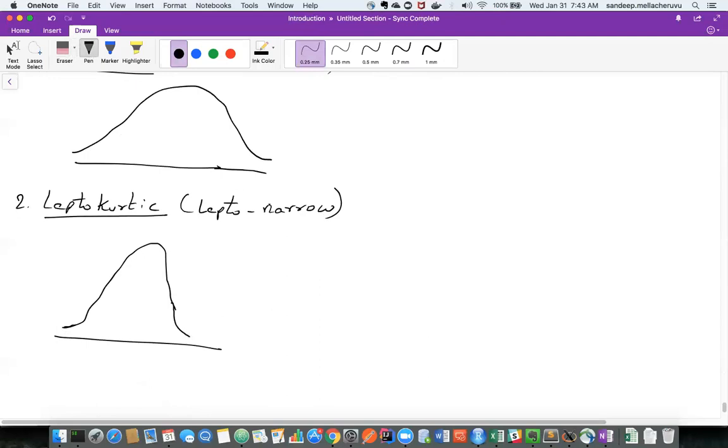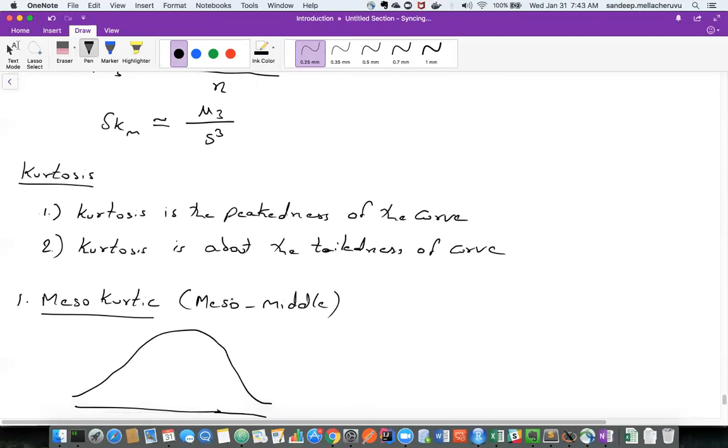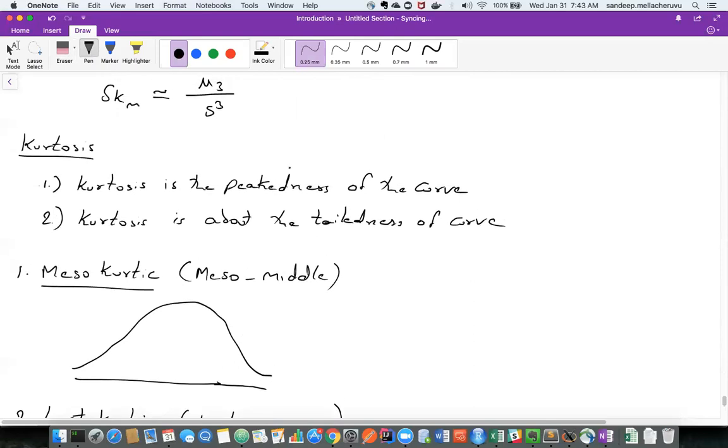So in this case, lepto means short. That's how you can interpret this. But I would suggest you go with one kind of definition. I'm always going with the peakedness, which is kind of easy for me to explain as well as to understand. If you feel tailedness is easier to interpret, you can go with that. Is that clear?